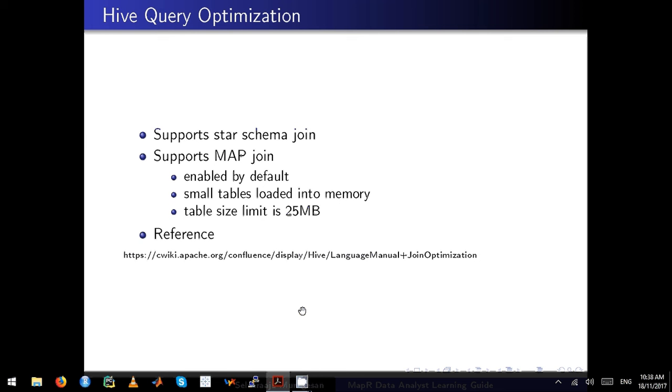The full outer join is never converted into a map join, and a map join will not work when you want to do a right outer join. So it will only work if you do a left outer join, only if the right table is less than 25 megabytes in size. This parameter can be changed. So refer to this link if you want to get more information.